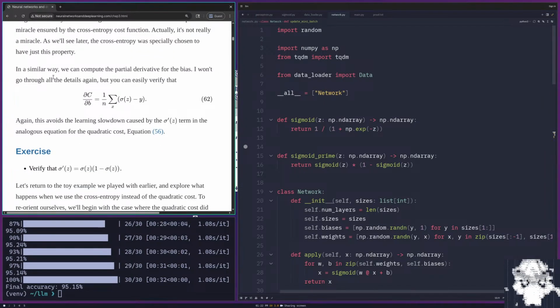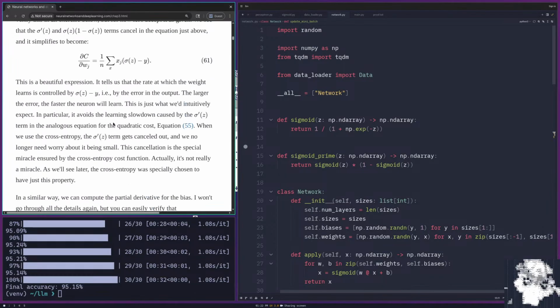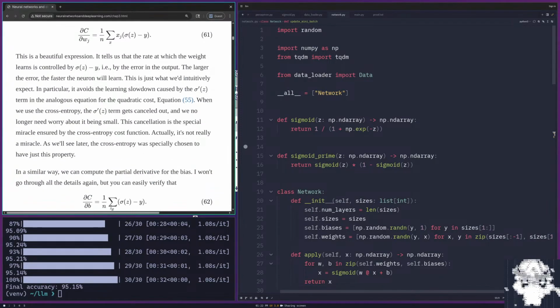In a similar way, we can compute the partial derivative for the bias. I won't go through all the details again, but you can easily verify that the derivative of c with respect to b is equal to the same thing, but you don't multiply by x.